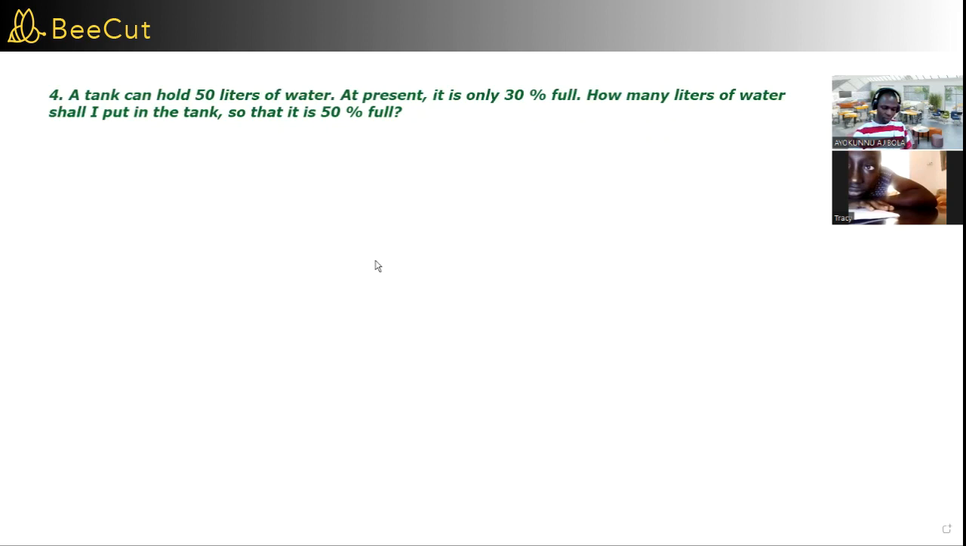Where did you say 15%? The tank holds 50 liters of water. At present, it's only what? It's only 30%. Yes. Okay, solve it and tell me your answer.